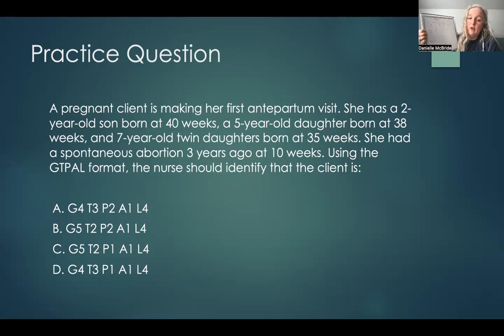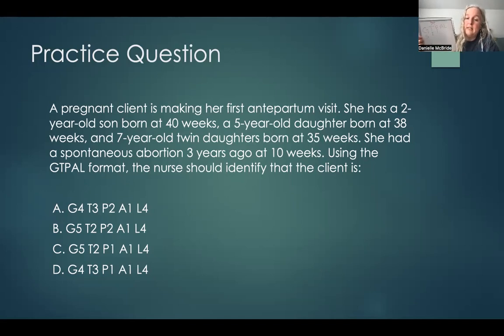All right, so now we're going to look at preterm. Preterm is less than 37 weeks, but greater than 20. So we already counted the 40-week boy as term, and we counted the 38-week daughter as term. The twins are preterm. The 7-year-old twin daughters are born at 35 weeks, so that's less than 37, so they're preterm. So under the P, are we going to put 1 or 2 for the twins? Counts as 1 delivery. Okay, for the twins.